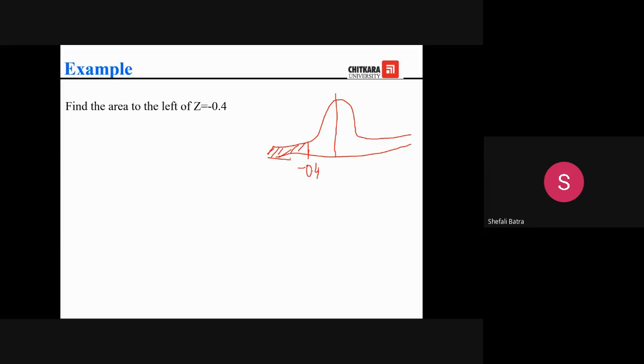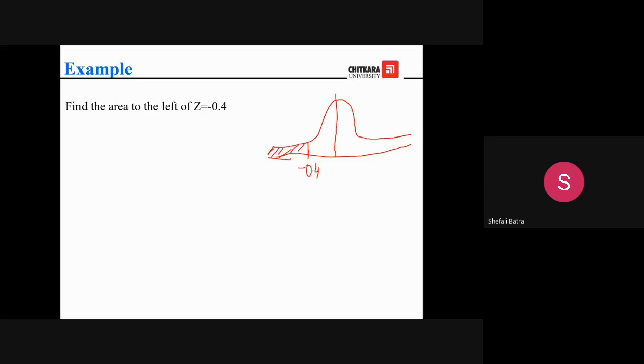Ma'am, may I? Yes, beta. 0.1554. 0.1554. कैसे बच्चे? How? No issue, Satwik. No problem, beta.